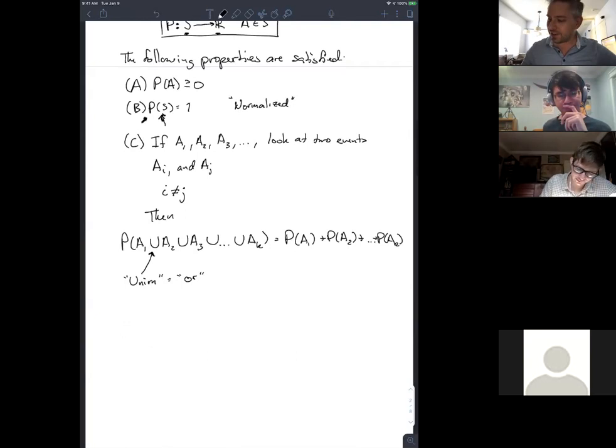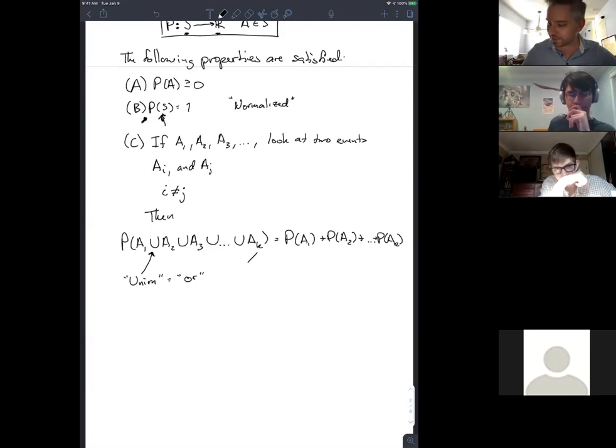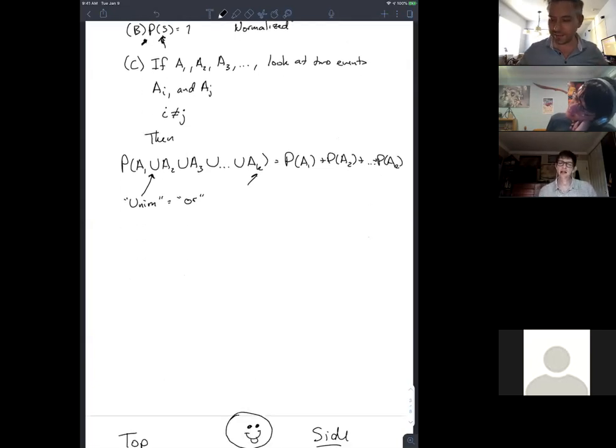Now, this is true. If I have these discrete possible outcomes and I want to calculate the probability that I get any one of those outcomes, I just take the individual probabilities and add them up. This is also true even if the set of possible outcomes is infinite. So here I wrote, it goes up to k. Even if k is infinite, if there's an infinite number of possibilities, this is still true. So that's that.